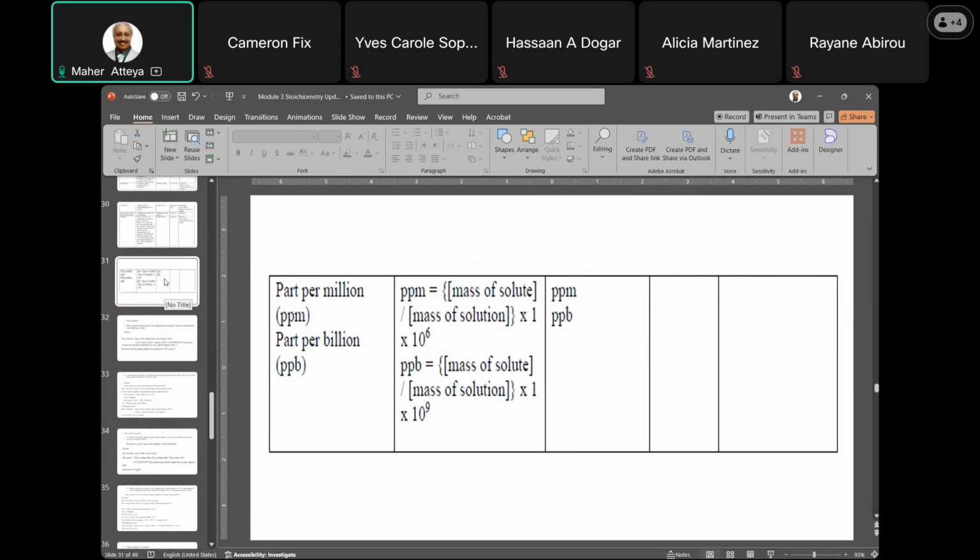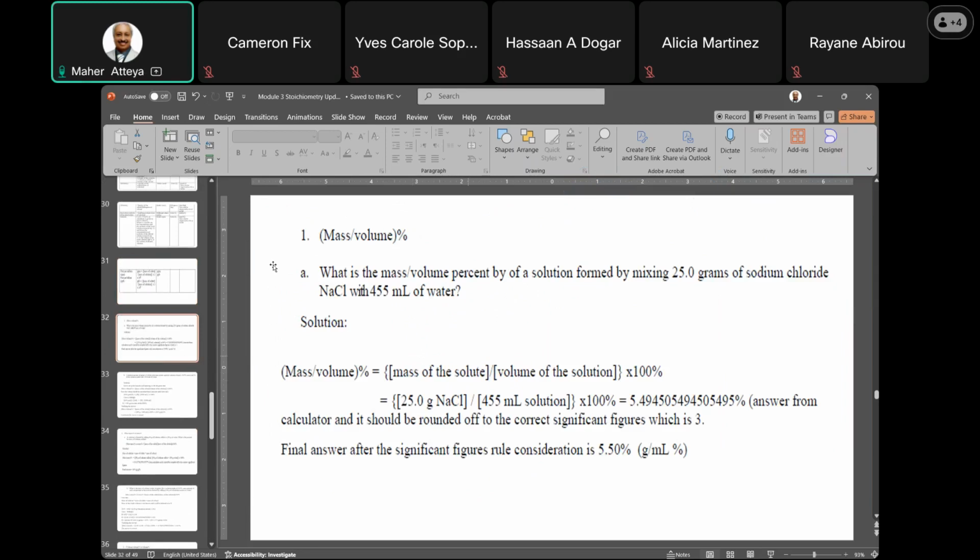And let's look at some examples here. Okay, now we are dealing with examples, and that's very good because we have to learn about this. This is the first law. I wrote this chapter myself because mostly it's examples. The whole chapter is stoichiometry, which means calculation in chemistry. The first one here is mass over volume: mass of the solute divided by the volume of the solution multiplied by 100.